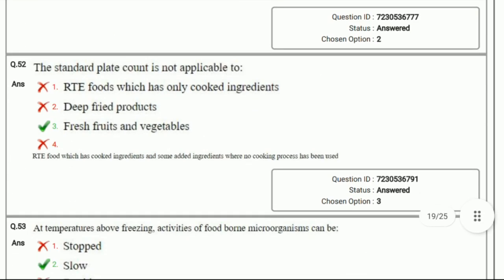Next question, the standard plate count is not applicable to. So we know that standard plate count is a microbiological method in which we can get an idea of microbial contamination in a particular food item. It is not applicable to fresh fruits and vegetables because they can have a very high level of microbial count, as they already have their natural microflora. The number of microbial colonies will be very high, so the test will have no meaning. Therefore this method is not applicable for fresh fruits and vegetables.